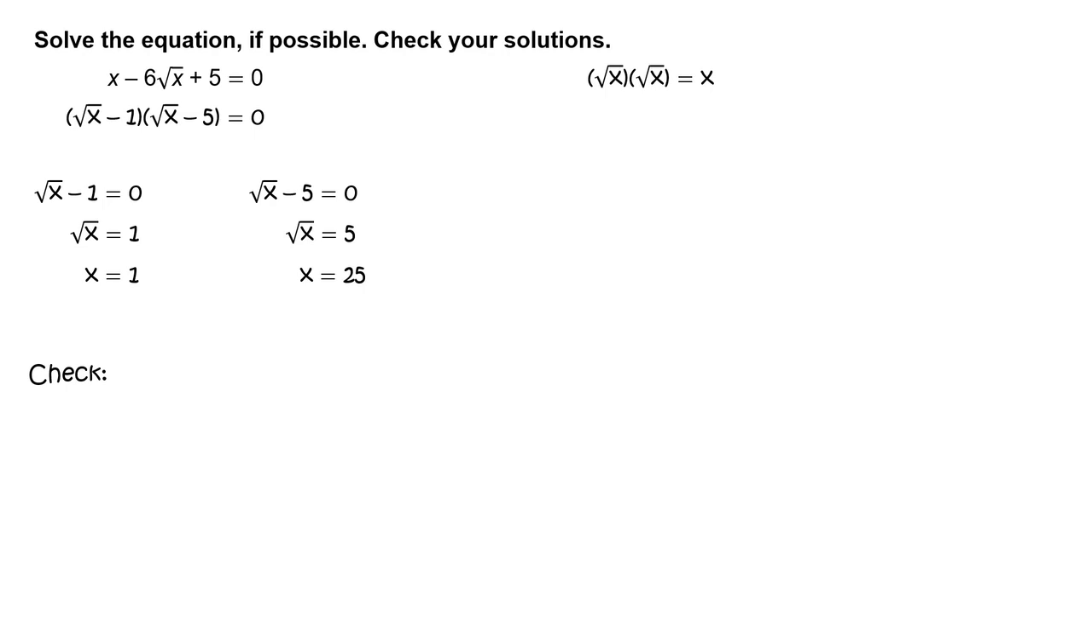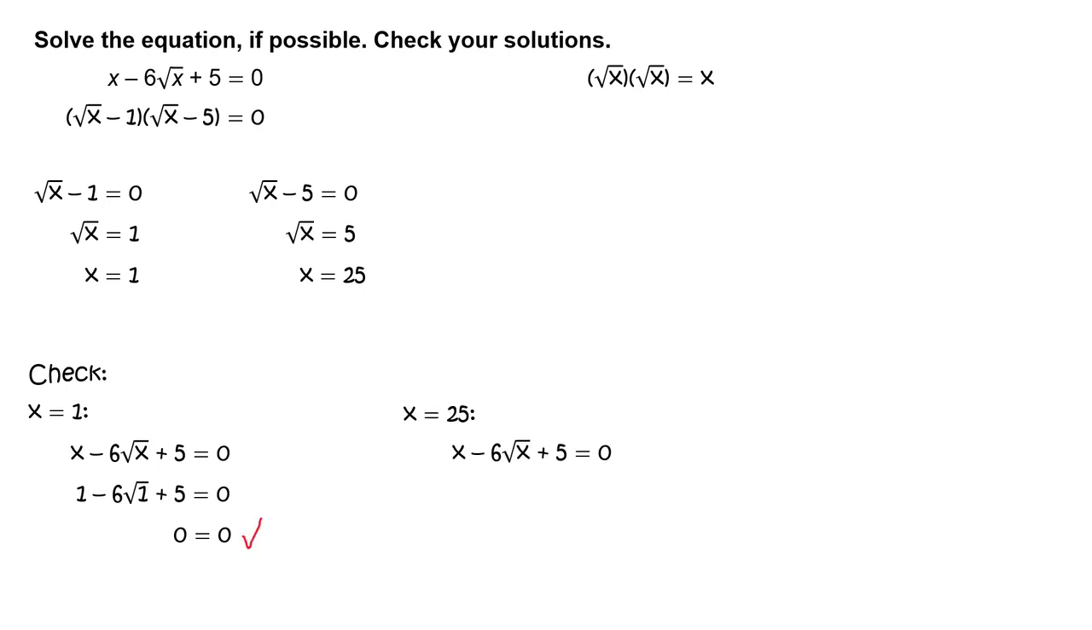To check your solution, substitute both 1 and 25 into the original equation. To check the solution x = 1, substitute 1 for x. Simplify and you are left with 0 equals 0. Because this statement is true, the solution checks.